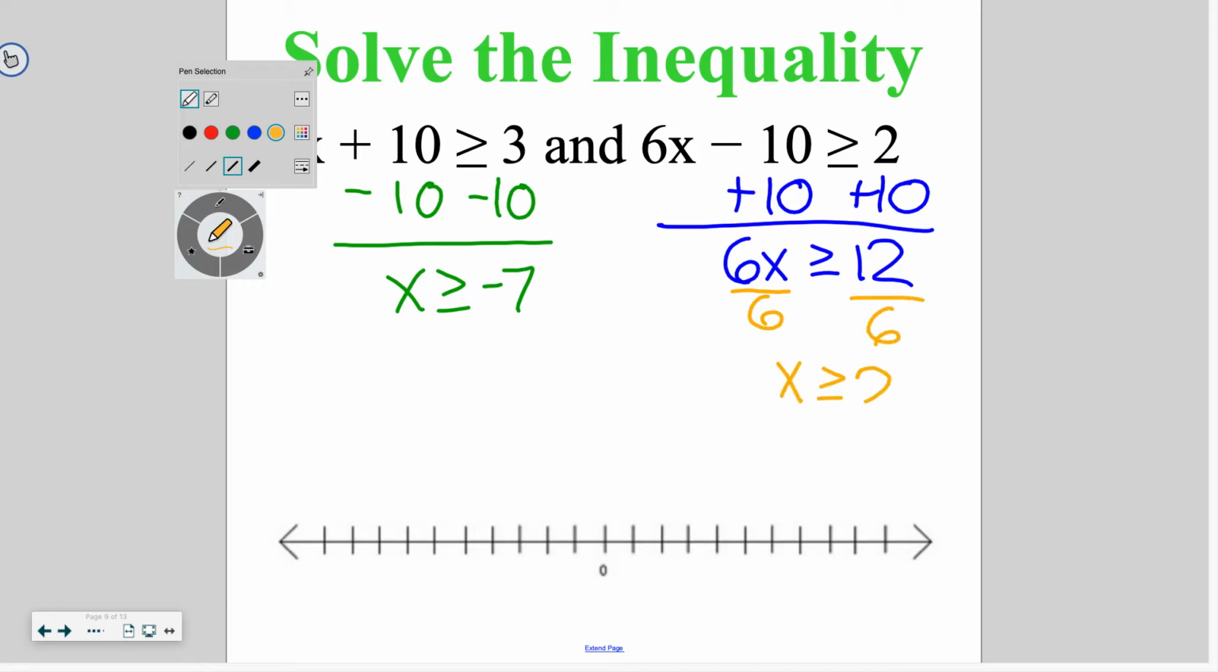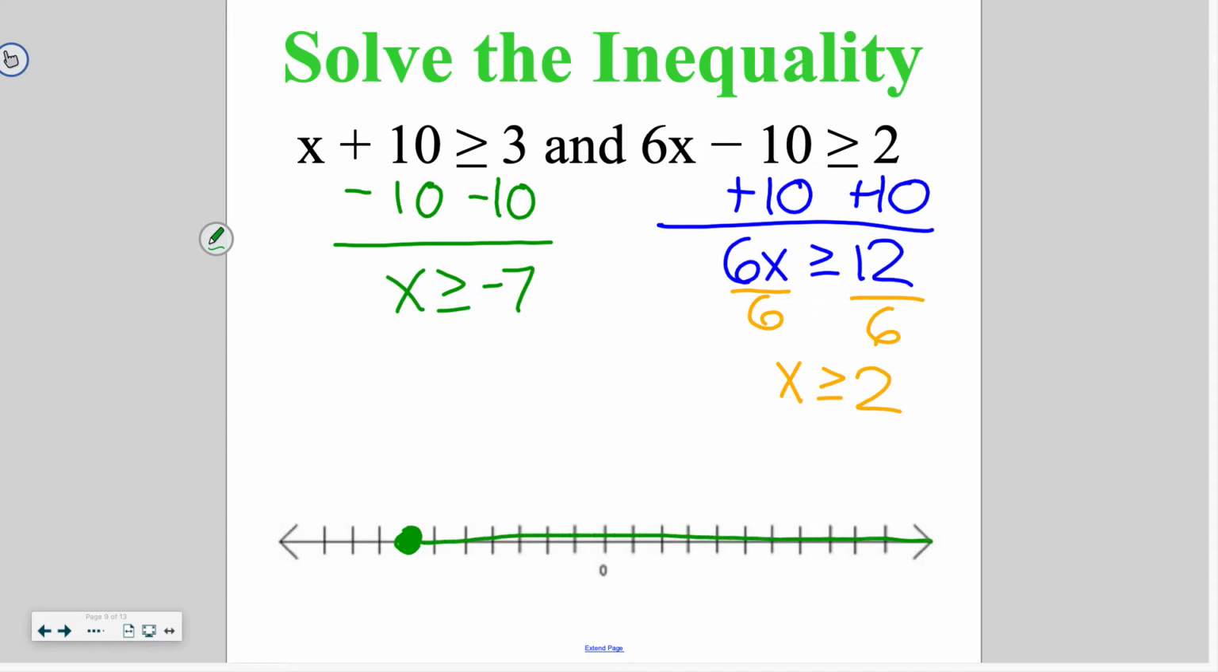So for this first inequality, I'm going to go over to negative 7. 1, 2, 3, 4, 5, 6, negative 7. And I'm going to put my filled in circle because it's greater than or equal to, and that's going to the right. Then we have x is greater than or equal to 2, so I'm going to come over 1, 2. I've got a dot here, and again, this one I'm also going to the right.